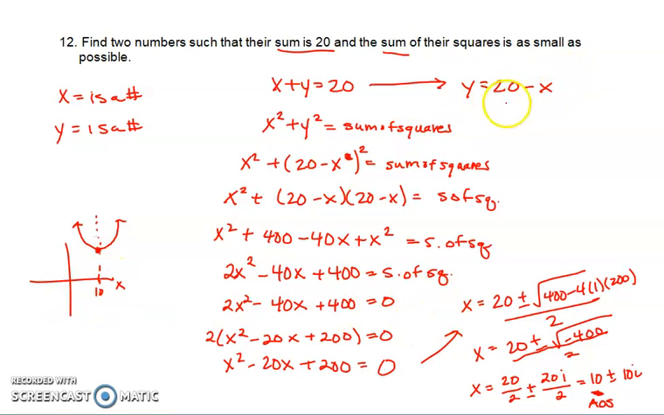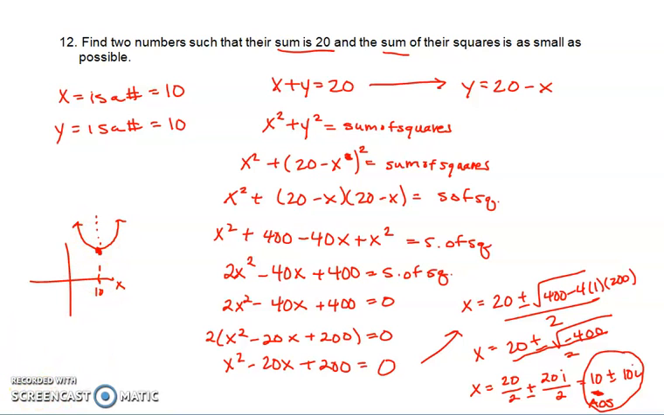So I already know, what if I find the two numbers? x is a number, x is 10. 20 minus 10 is also 10. So finding the two numbers is actually related to the axis of symmetry. And again, when you do your quadratic formula, whatever you're adding and subtracting to is your axis of symmetry. That's where your minimum, in this case, will be.